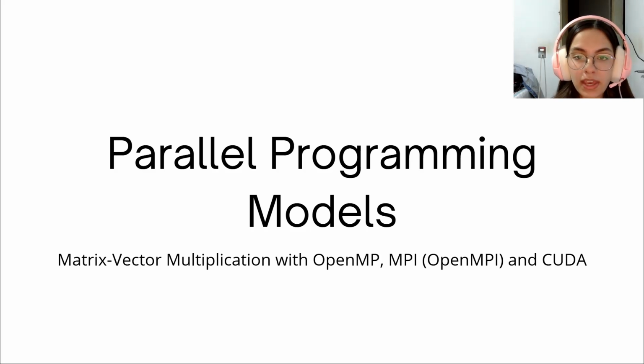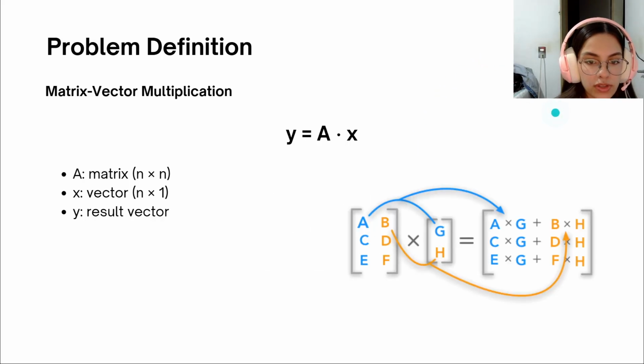Hello everyone! In this video, I will present different parallel programming models applied to matrix vector multiplication. We will explore how this problem can be implemented using OpenMP, MPI, and CUDA, and compare their characteristics. So, the chosen problem is matrix vector multiplication.